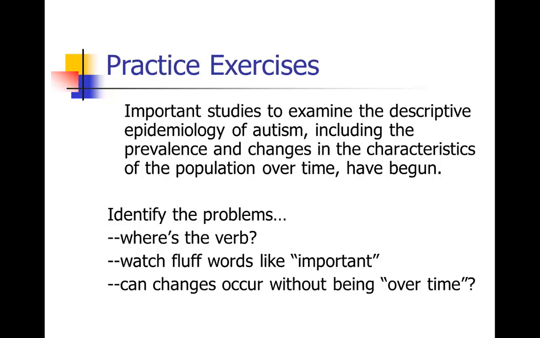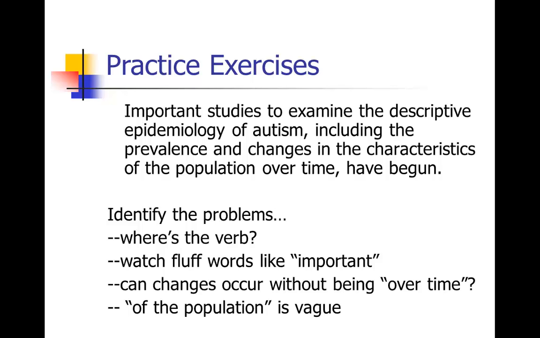A really cute little thing you might have noticed in reading this: they say, including the prevalence and changes in the characteristics of the population over time. So they're talking about changes over time. Now, if you think carefully about that, can you have a change that isn't over time? You can't, right? By definition, changes have to happen over time. So that over time is redundant. It's like what we talked about last week with successful solutions. A change is always over time, so we don't need to put the over time. That's just extraneous words there.